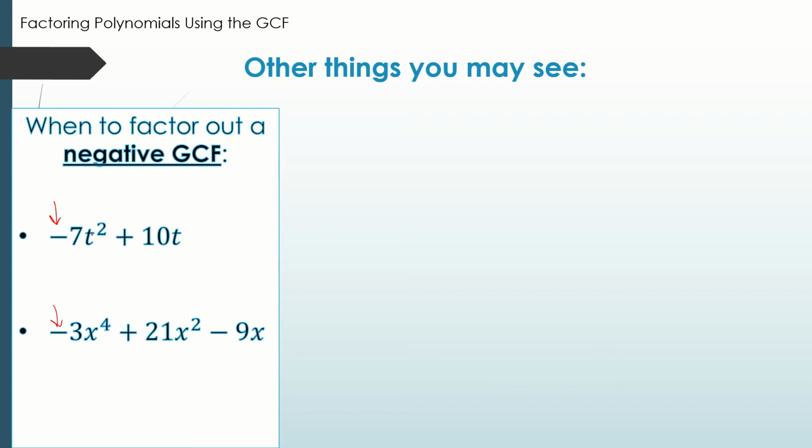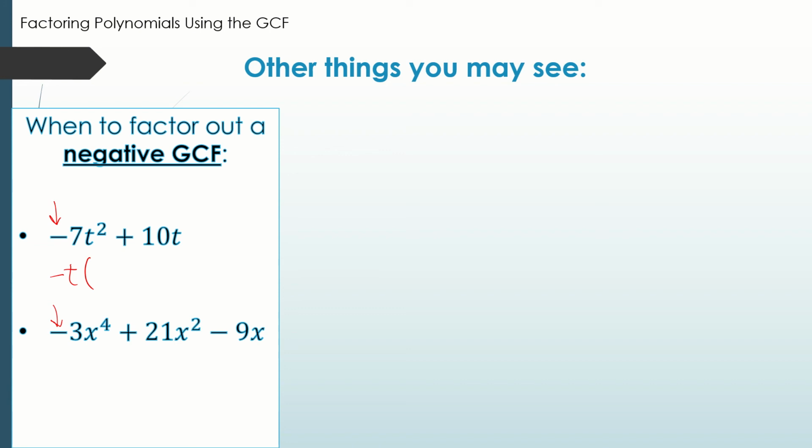So negative 7t squared plus 10t: negative 7, positive 10, so 7 and 10, they don't have any factors in common. T squared, t, they both have a t in common. Smaller exponent is t to the first. So I can take out a t, but remember that first term is negative, so I'm taking out a negative t as my GCF.